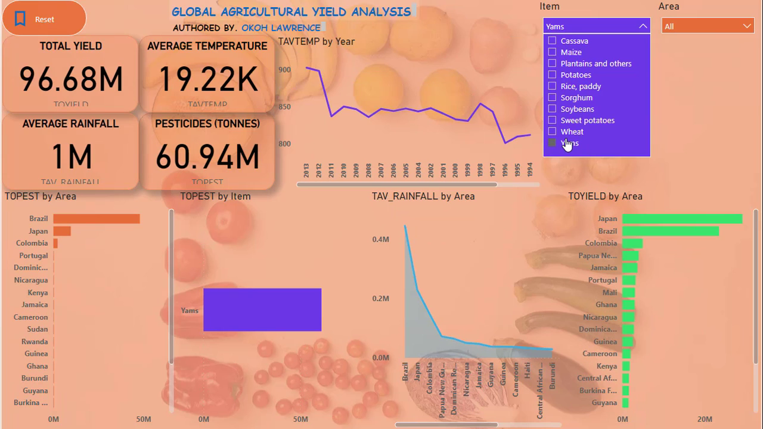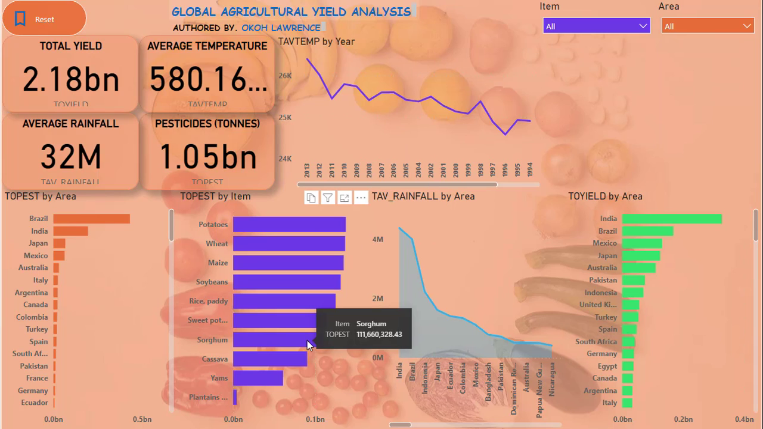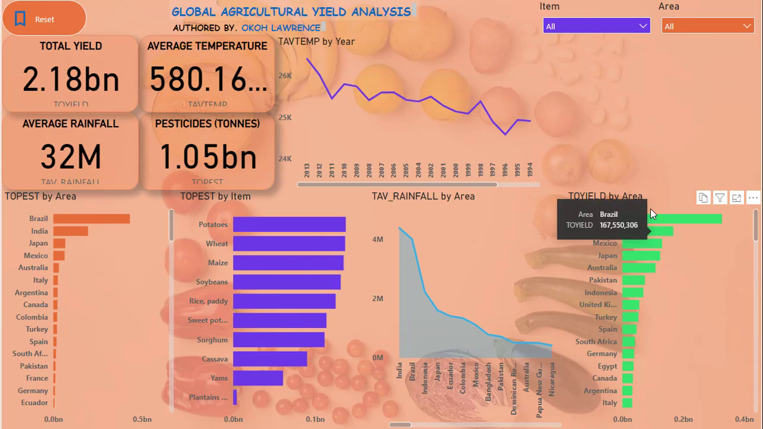Then the last product on the list is yams. For yam, we have the global total of 96.68 million productivity for the period from 1990 to 2013. Brazil is also ranking 2nd on this particular product. Having looked around the whole of this, we've been able to see that India and Brazil, followed by Mexico, are the major contributors to these 2.18 billion units.